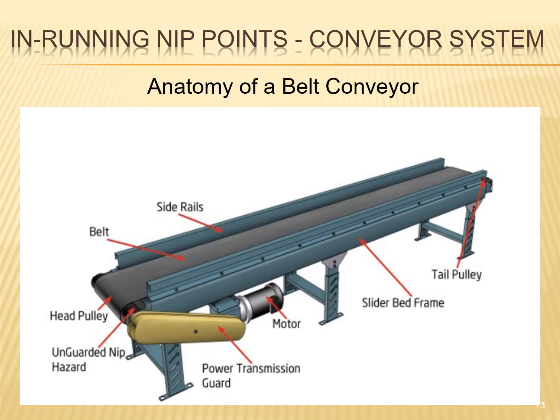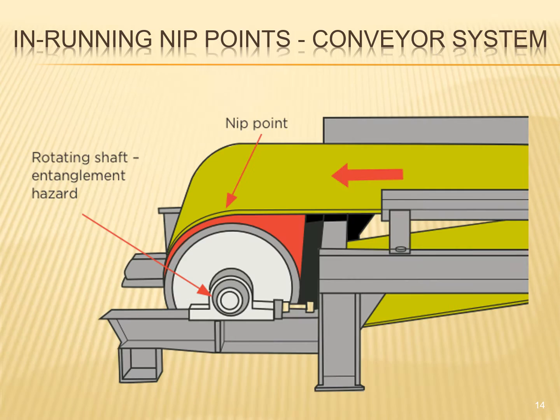In-running nip points, anatomy of a belt conveyor. You have a transmission which is guarded here. We have unguarded nip point here. And then the trail pulley, and then the underside, there could be some nip points. In-running nip points conveyor system. Again, rotating shaft entanglement hazard here, rotating shaft, and then the nip point in between the belt and the rotating shaft there.